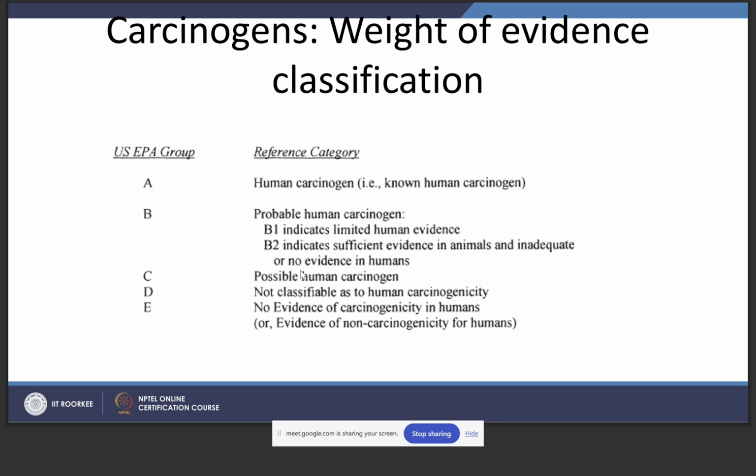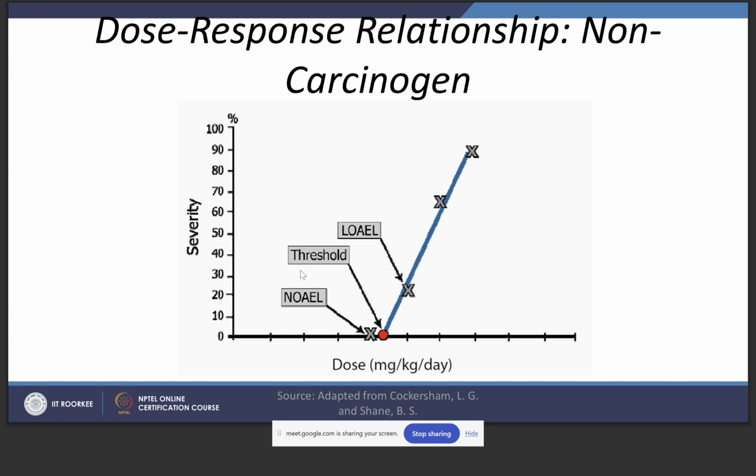Then there is class B, which can be probable human carcinogens, and class C are the possible human carcinogens. There can be chances of carcinogenicity from these compounds. Class D are not classified as human carcinogens, and class E does not have any evidence of carcinogenicity in humans. So again, these are the dose response relationship for the non-carcinogen.